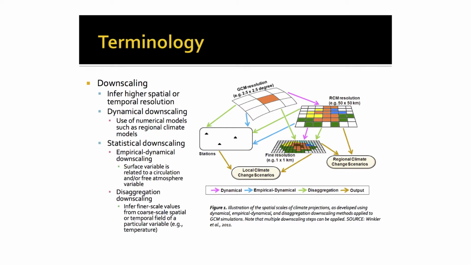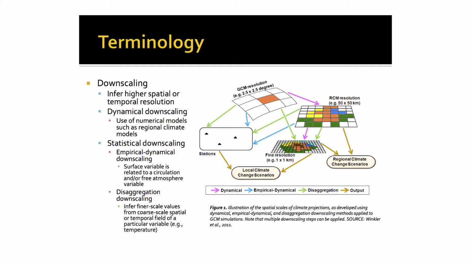Downscaling can either be done dynamically, which usually means taking a climate model that has a finer resolution and driving it by the output from global climate models, or it can be done statistically, either using an empirical approach where you relate variables that you have more confidence in to surface temperature or surface precipitation, or by disaggregation, by actually trying to come up with a finer resolution.